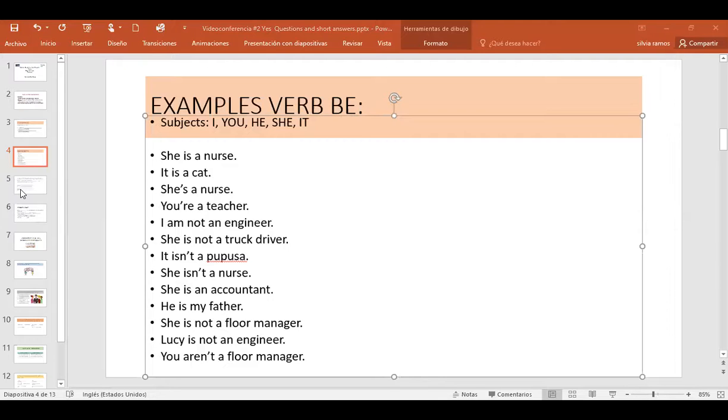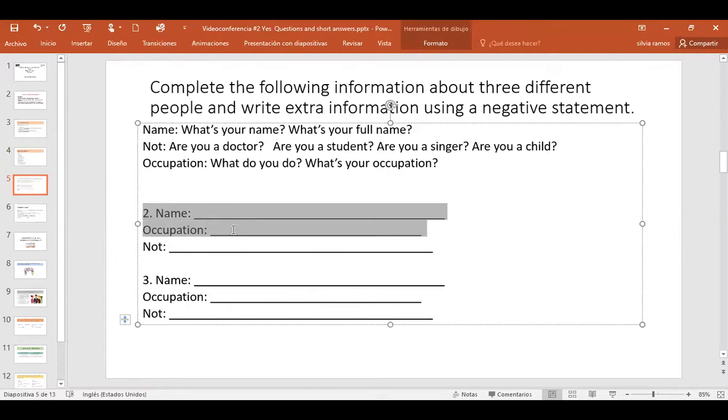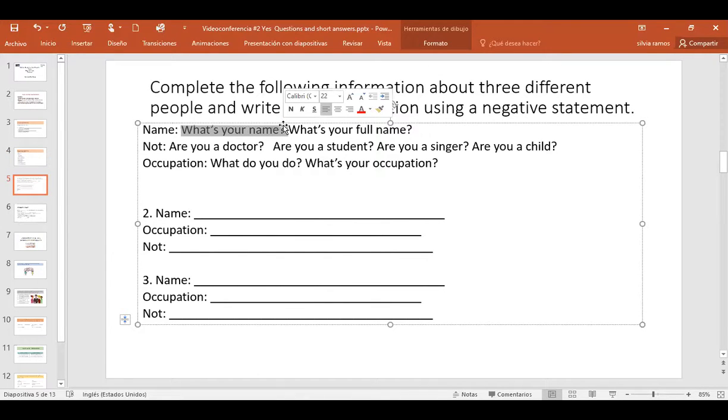Let's go ahead and keep practicing that. We are going to do the next practice here. It says, complete the following information about three different people and write extra information using a negative statement, okay? This is an exercise from the book. It says, name. What is the question that you ask for the name? You're going to ask, what's your name? What's your full name?